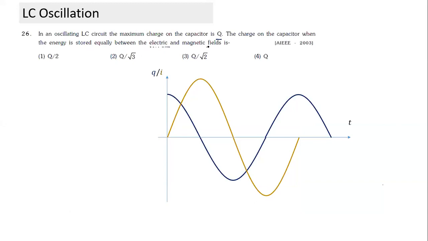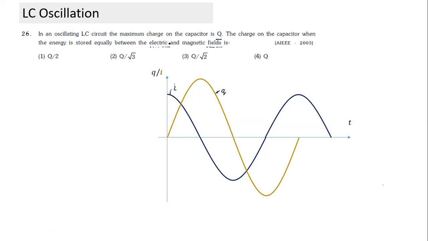Can we think of a way to answer this question? What is the charge on the capacitor when energy stored is equally between electric and magnetic field? If I take this as a charge Q, and this is I, what way can you relate? Can anyone suggest a way to find an answer to this question?